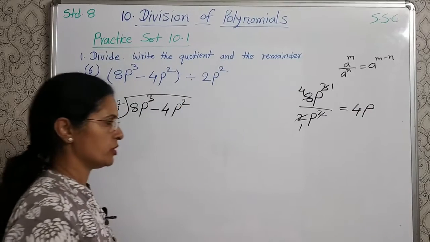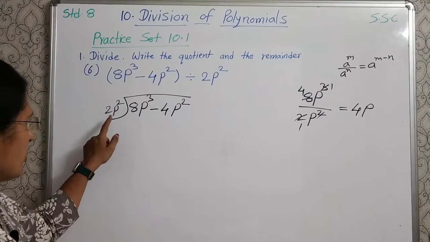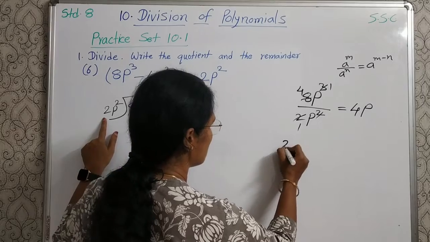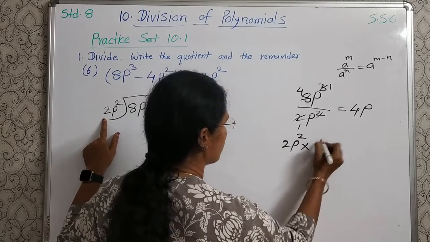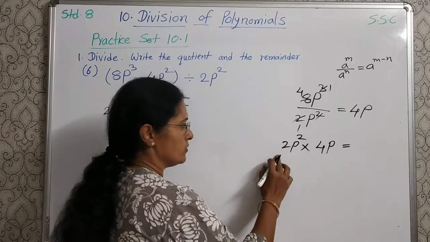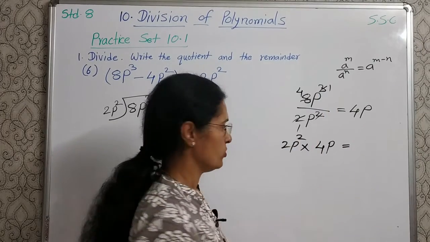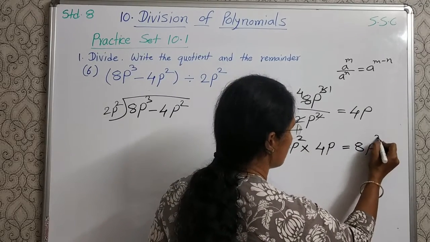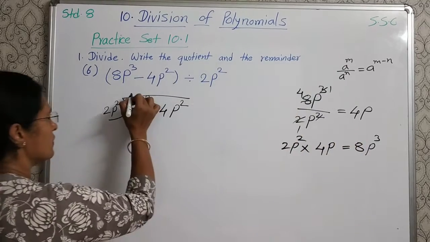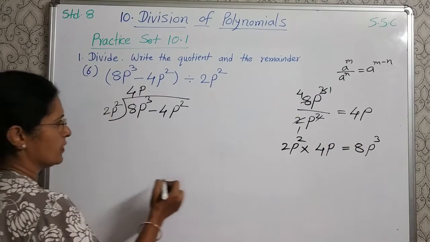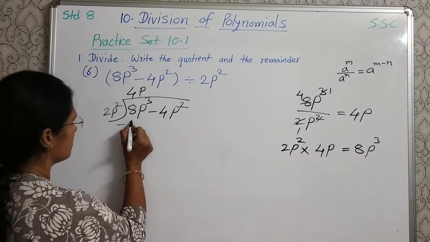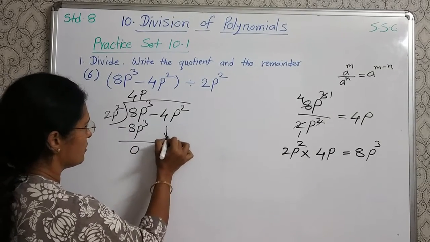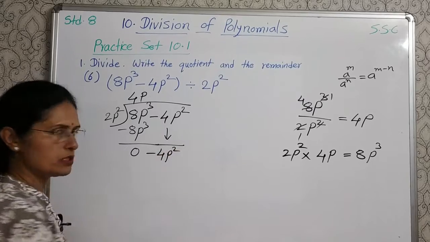4p is the quotient. Now let us see what is the product when we multiply the divisor and this quotient. So divisor is 2p square multiplied by 4p. So every time you will get this dividend only. Now 2 fours are 8, p square and p is p cube. So this quotient we will write here, 4p, and subtract this product here. 8p cube minus 8p cube is 0 and the remainder is minus 4p square.